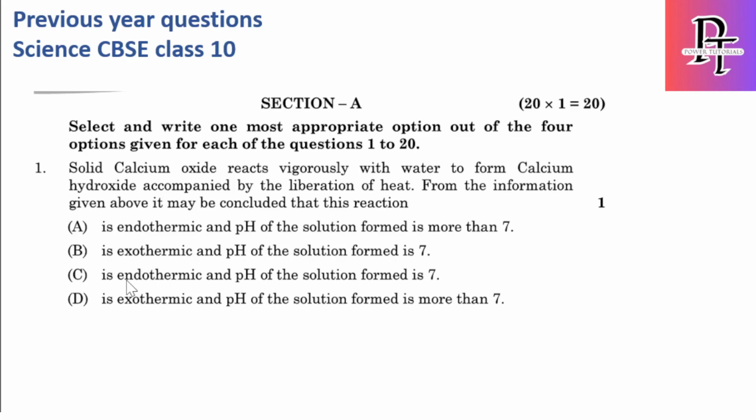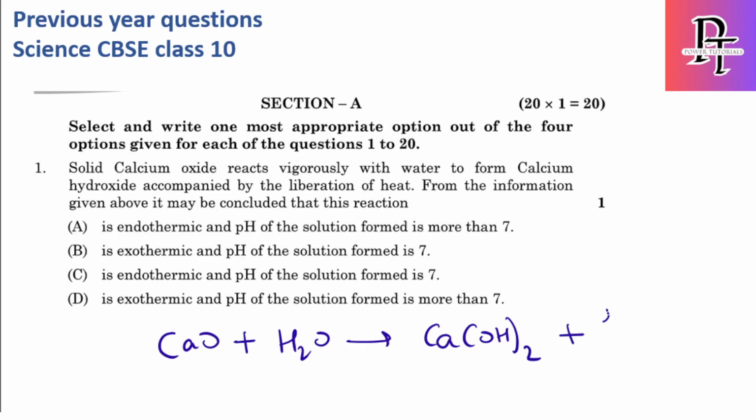First one, the question is: solid calcium oxide reacts vigorously with water to form calcium hydroxide accompanied by liberation of heat. From the information given above, it may be concluded that this reaction is... So what is the reaction? Calcium oxide, which is CaO, plus water reacts vigorously to form calcium hydroxide, which is Ca(OH)2, and they have clearly mentioned there is a liberation of heat. So here energy is getting released. If there is a release of energy in any reaction, we call it an exothermic reaction. So endothermic is wrong.